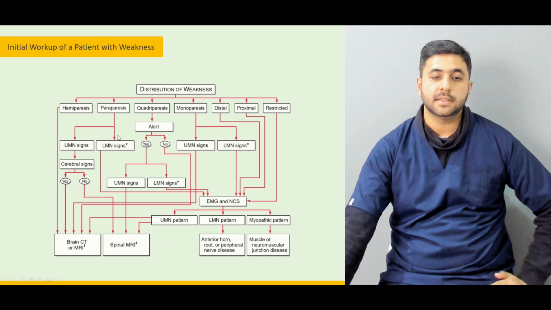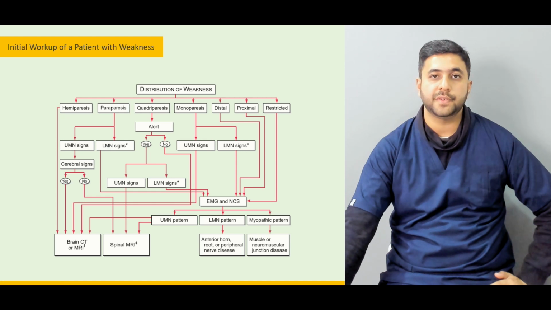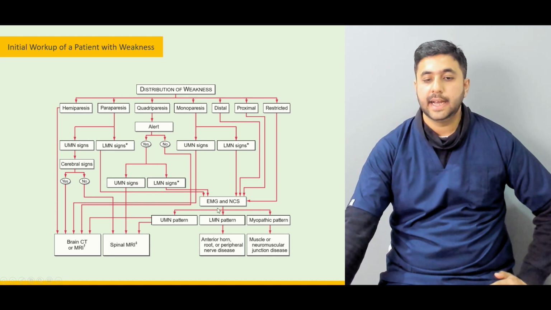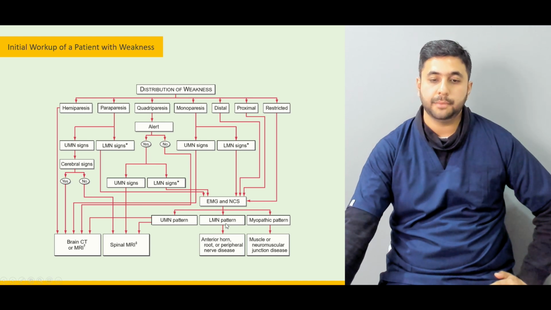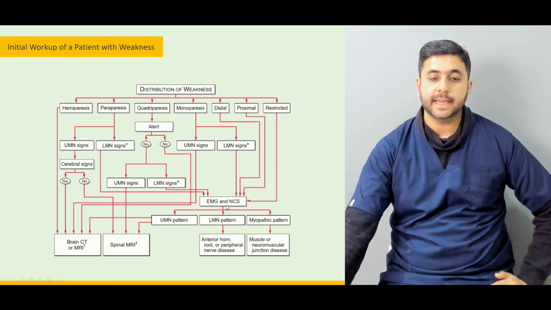If the paraparesis is accompanied by lower motor neuron signs like hyporeflexia, atrophy, and muscle fasciculations, then the first step is to evaluate with an EMG, or electromyography, and nerve conduction studies. Afterwards, we look at the pattern. If it is a lower motor neuron pattern, then it might be an anterior horn disease or a peripheral nerve disease. If we concomitantly find a myopathic pattern, then this might be a muscle or a neuromuscular junction problem.